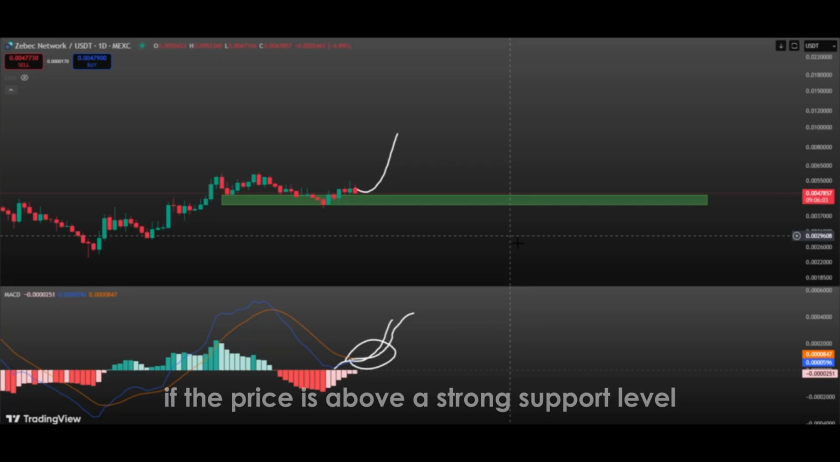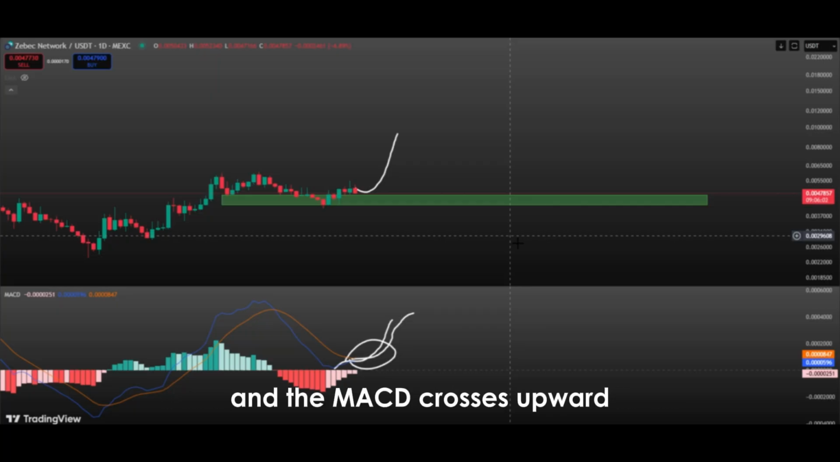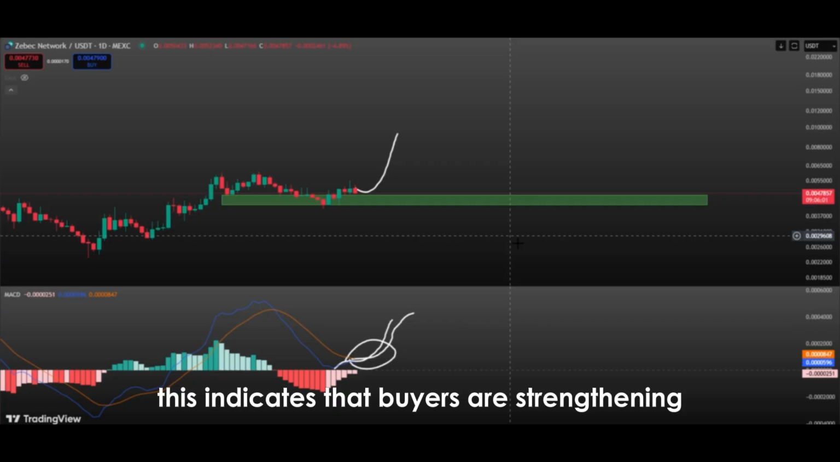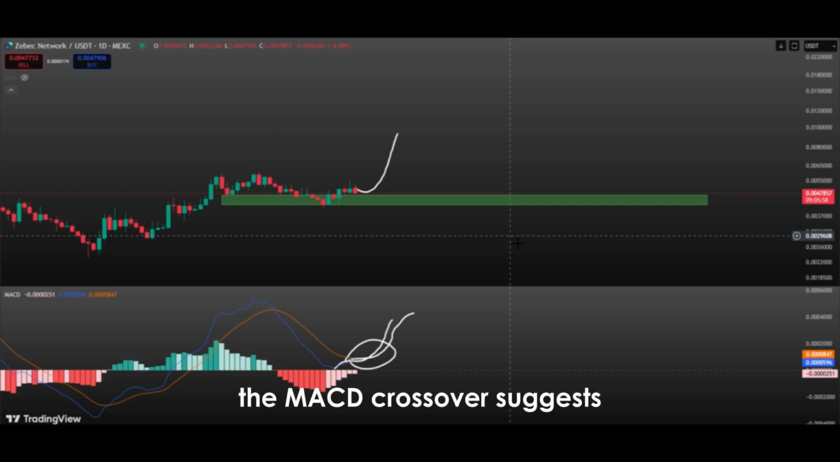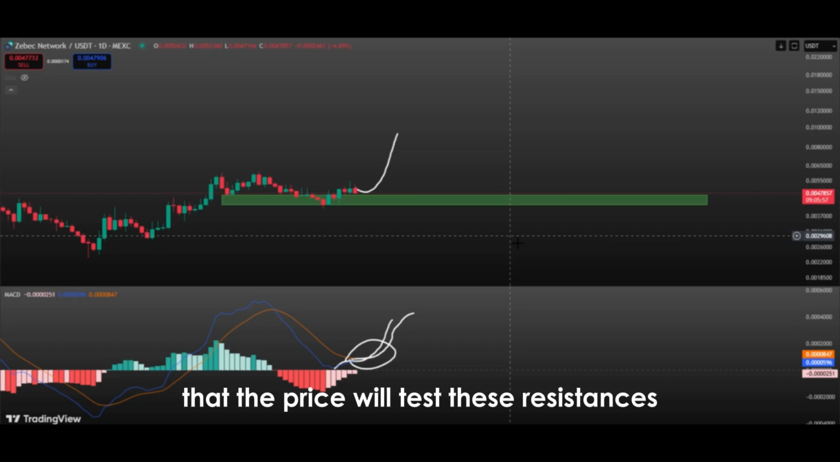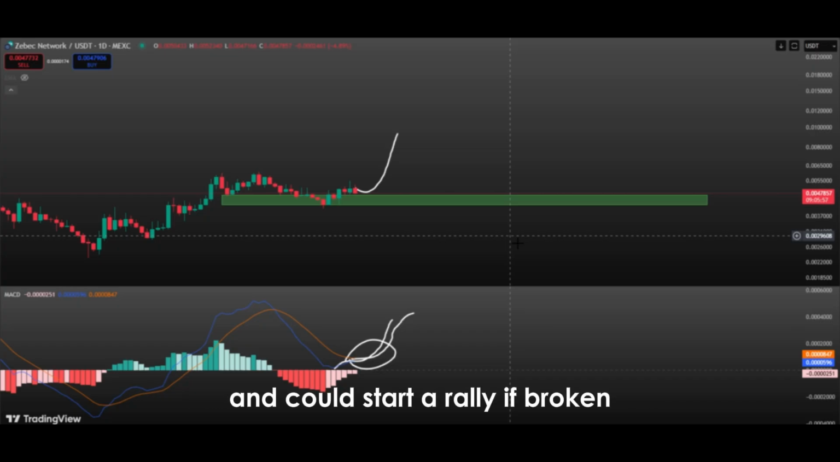For example, if the price is above a strong support level and the MACD crosses upward, this indicates that buyers are strengthening and the price could move to higher levels. Conversely, if the price is near resistance levels, the MACD crossover suggests that the price will test these resistances and could start a rally if broken.